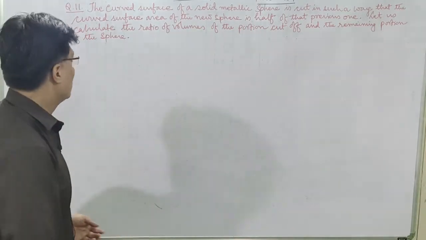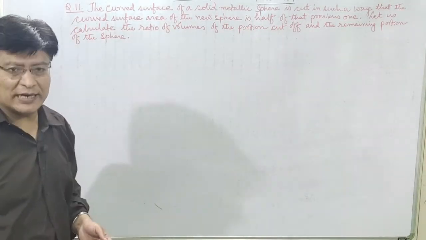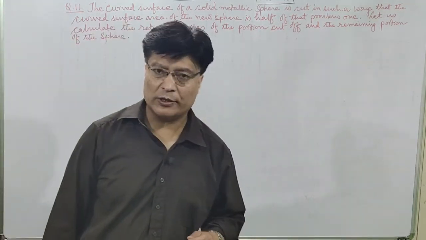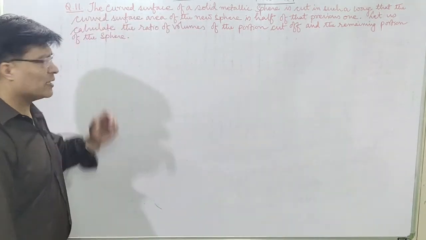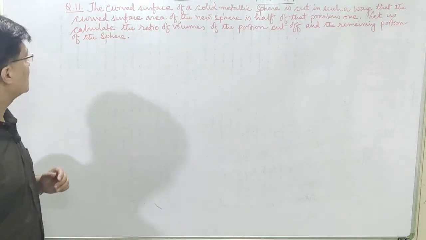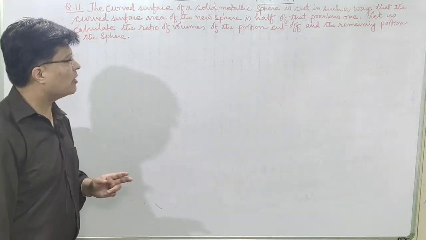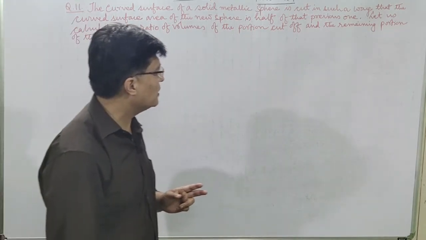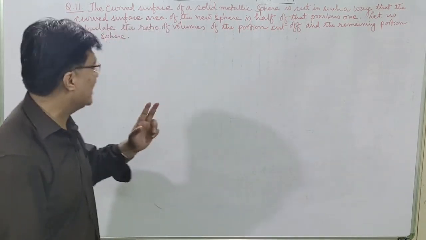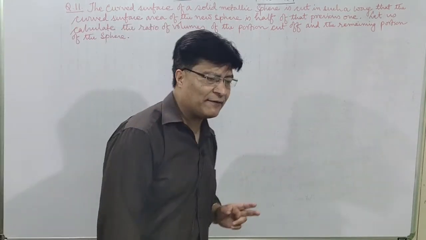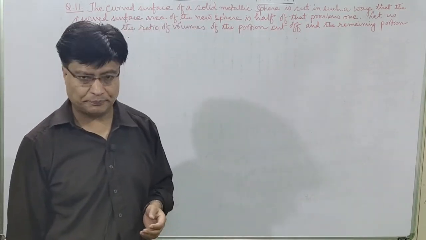So now we will do the next question, that is question number 11. This question number 11 is very, very important, okay? So you can mark it as an important problem, right? Question number 11 is: the curved surface area of a solid metal sphere is cut in such a way that the curved surface area of the new sphere is half of that of the previous one.